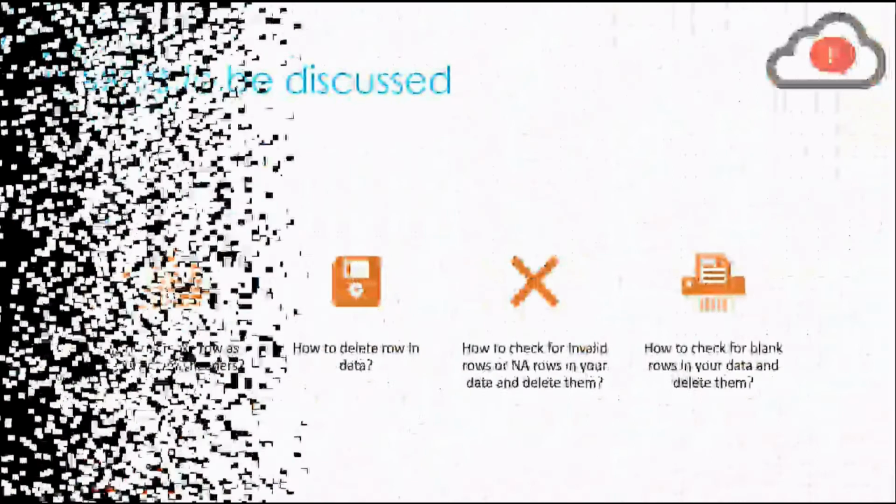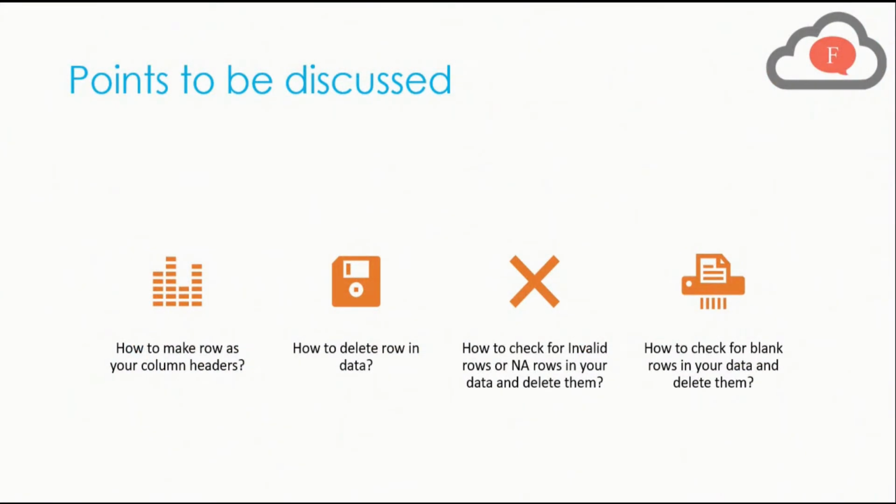In this video, we will discuss mainly four points. In the first point, we will discuss how to make rows your column header. In the second, we will discuss how to delete rows in your data. In the third, we will discuss how to check for invalid rows in your data and delete them. In the fourth point, we will check how to find blank rows in your data and delete them. Now let us go to Power BI Desktop and show you how all of this can be done.